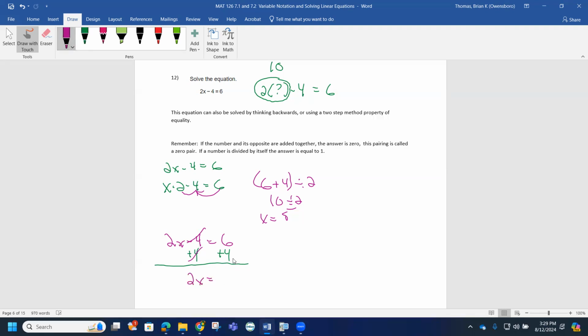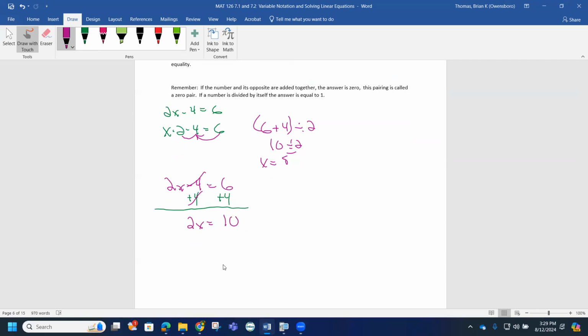So what we're left with then is 2x on the left side, and 6 plus 4 is 10. So that's how we're getting closer to getting x by itself. And notice how you probably see the answer at this point. 2 times what number is 10? Well, the solution is 5. So again, you could just stop there and say, hey, the answer is 5.